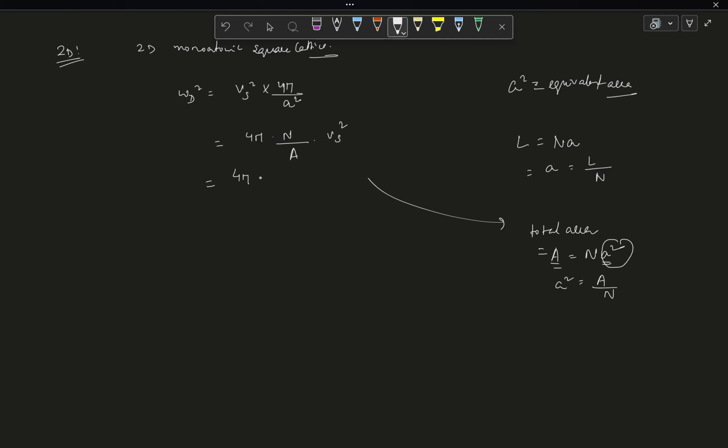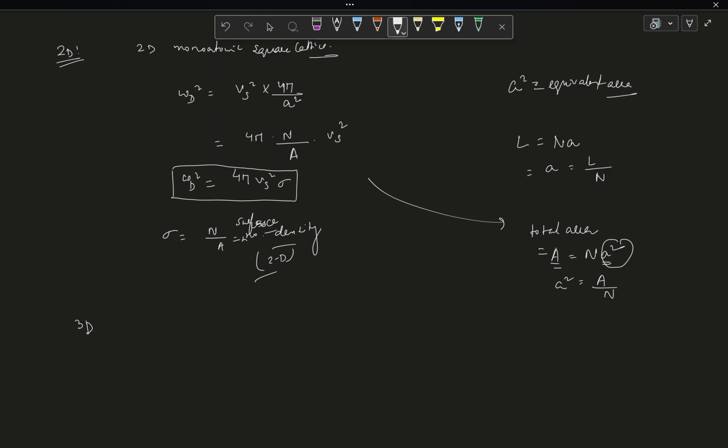So this is 4 pi Vs squared sigma equals omega d squared. Now sigma is just N by A, which is the number density, also called surface number density, because it is in 2D. It is the number of molecules per area. So this is called the surface number density.